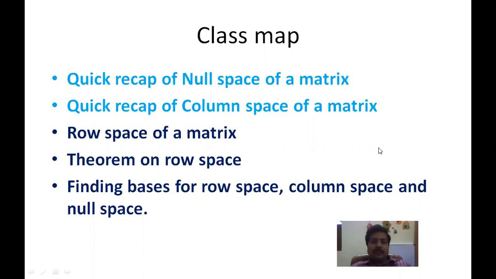What is the significance of null space and column space? And later we move on to the row space of a matrix and discuss the significance of row space. And later we do a statement on row space. Finally, we find a basis for the row space, column space, and null space of the given matrix.